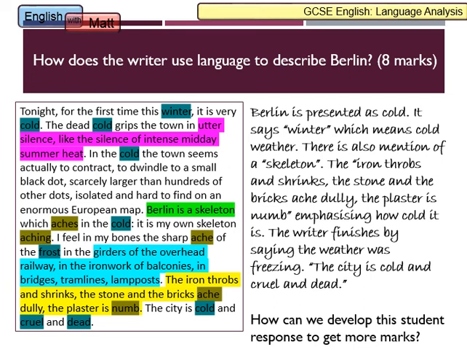The city is cold and cruel and dead. So quite a short response.